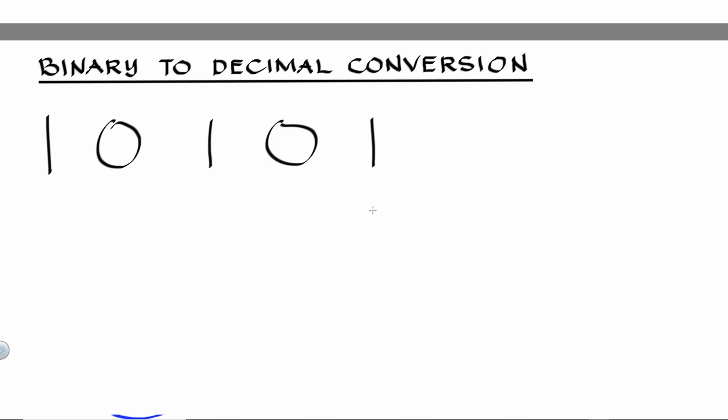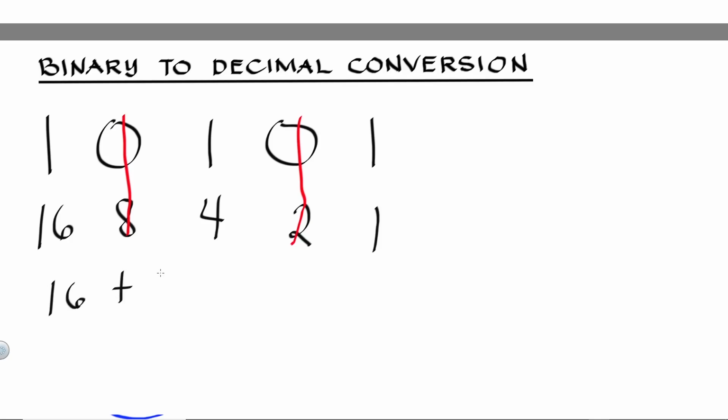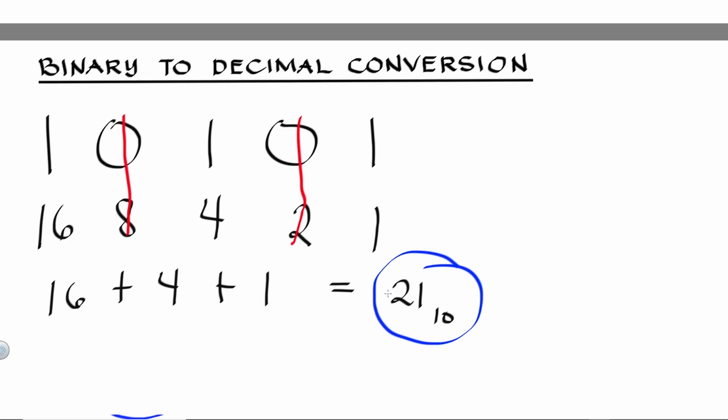Under the rightmost digit, we're going to put 1. And as we move to the left, we're going to double the number. So this becomes 2, 4, 8, and 16. Next is to cancel all zeros and the numbers underneath them. Then get the sum of the remaining ones. So 16 plus 4 plus 1 is equal to 21 base 10. So we still get the same answer, which is 21 base 10.